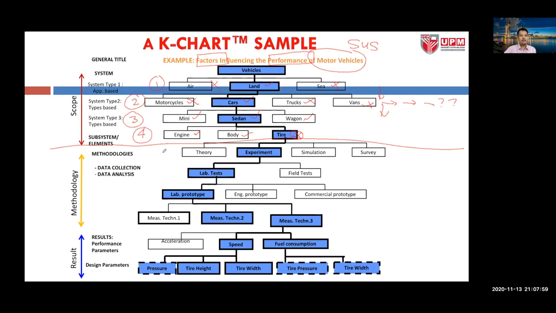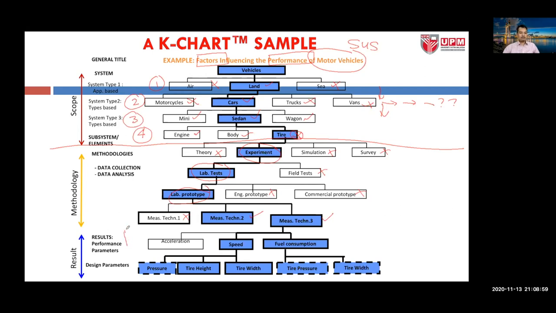And then we move on to the methodology. Of course, in this particular study, they chose experiment. That does not mean that nobody focuses on the other methodologies. You have to mention what methodologies are available and whether there are people already conducting work on each one of the methodologies. And then data collection and analysis, whether it is a lab test or a field test, and whether it is a lab prototype, not an engineering prototype or commercial prototype. And then we have the measurement techniques. There are so many measurement techniques, but we don't specify them here: measurement technique number one, measurement technique number two. And then the results.